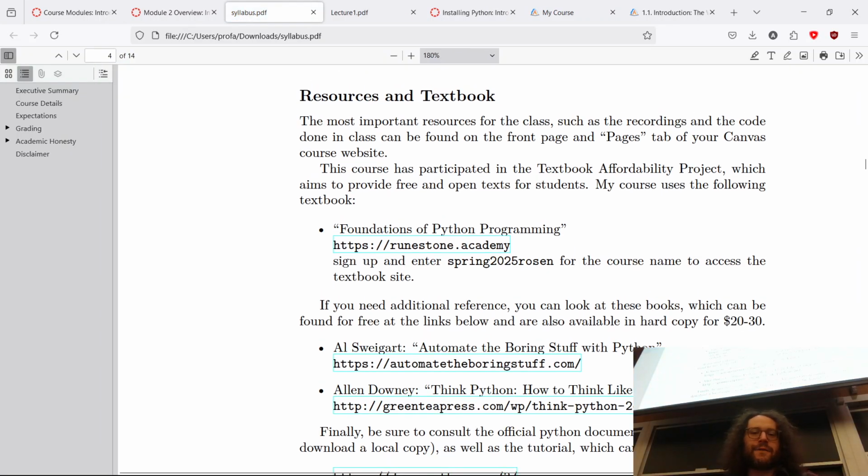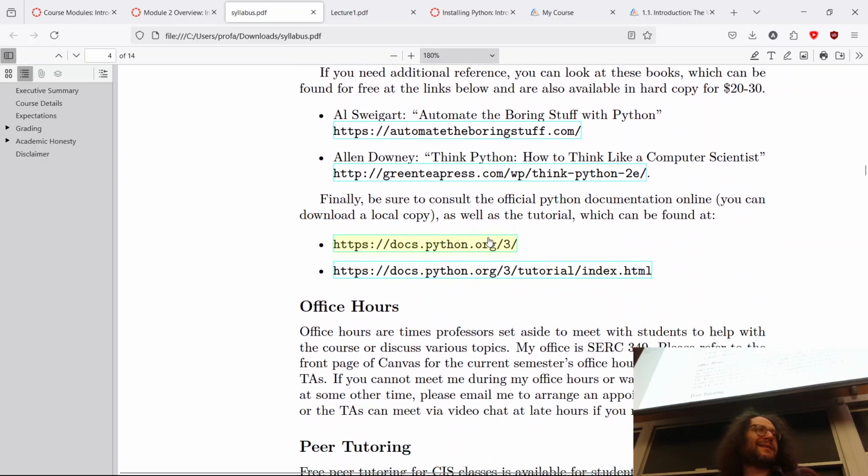If you need additional references, additional textbooks, these are 2 other free textbooks that are available for free online and have a hard copy for $20 to $30. I really am conscious of any additional cost you have to make. Finally, Python itself does have tutorials.